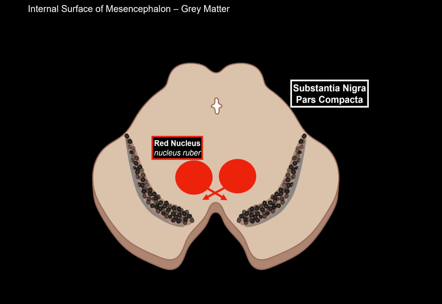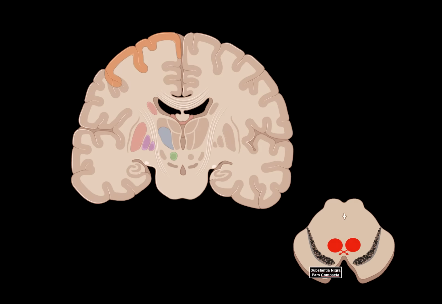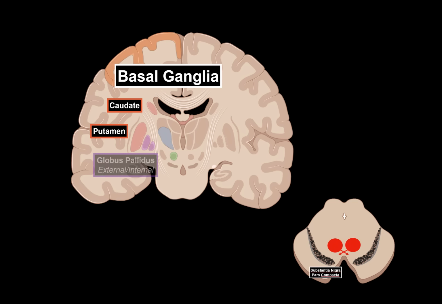The pars compacta is very dark in color due to the large numbers of dopamine neurons producing neuromelanin. The substantia nigra is considered a part of the basal ganglia, which is a group of gray matter nuclei found within your brain. We'll talk about that when we talk about the internal structures of the hemispheres, but the basal ganglia consists of the caudate nucleus, the putamen, globus pallidus.